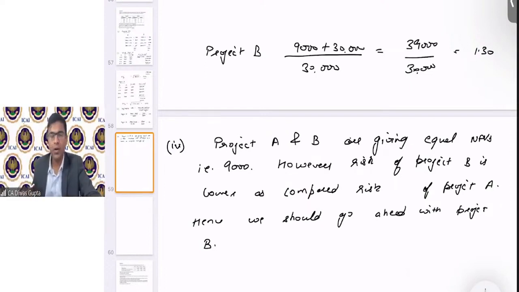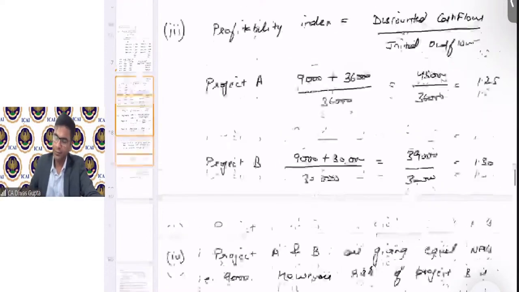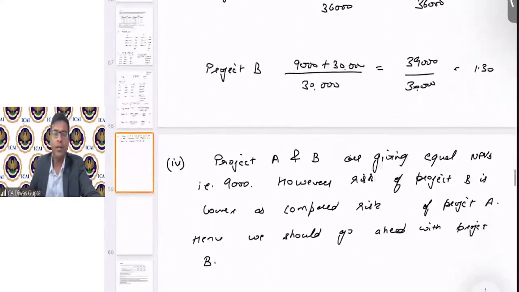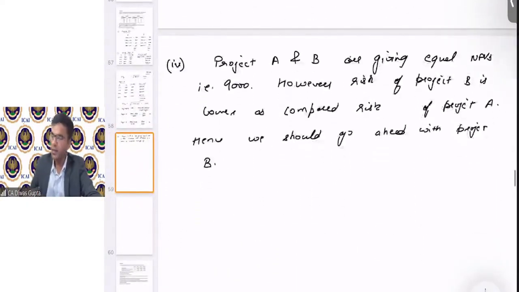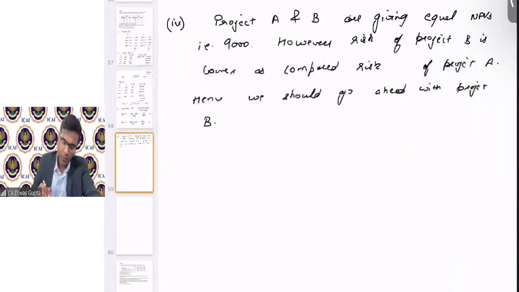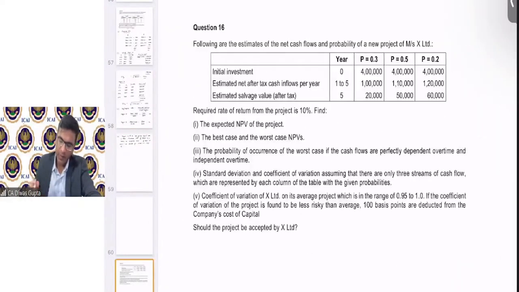Yes, Tanisha, your answer is correct. 1.25 and 1.30. Okay, students, I hope the concept is clear. Now let's move to the 16th question. This is also one of the important questions. Following are the estimates of the net cash flows and probability of a new project of Messrs. X Limited.